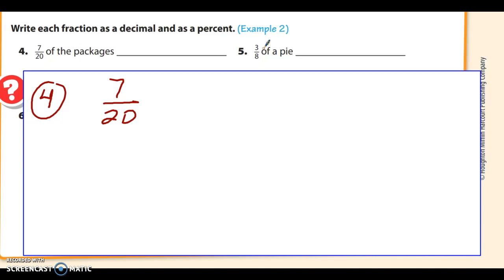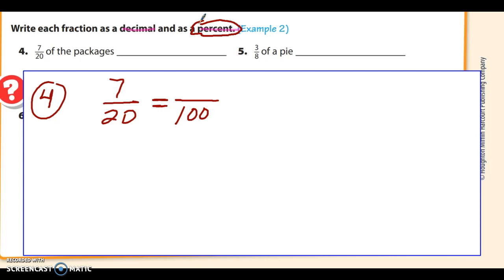So my goal here, the directions say to write it as a decimal and as a percent. Percent means out of 100, so I'm going to write my equals, and I'm going to write it out of 100. Where am I getting that 100 from? Because the directions ask me to write it as a percent.